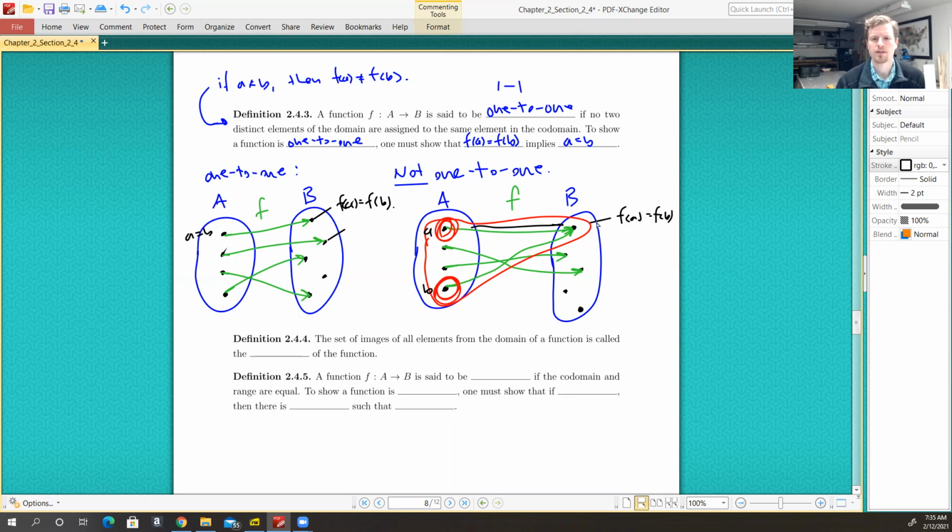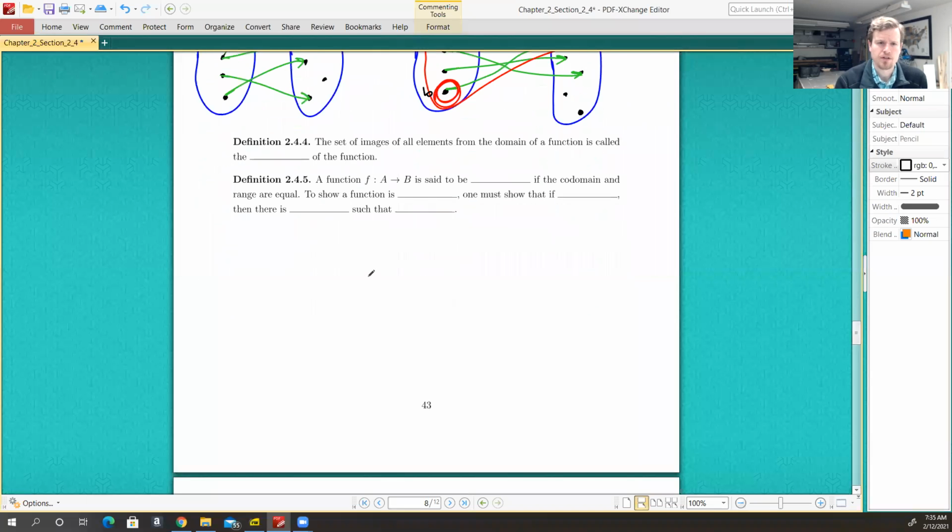Okay. Here, if we assume that they're equal, it is possible to get two different inputs. All right. Yep, okay. So let's go to one additional definition then, before we look at some examples.